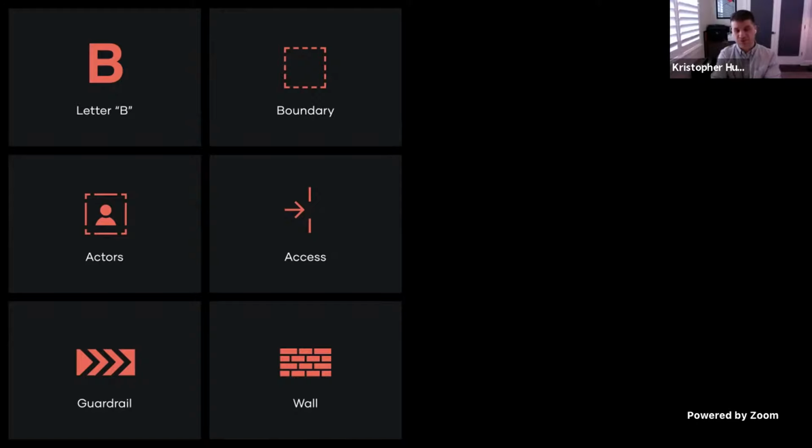In addition to that, Boundary is obviously a security product. It's this idea of creating these boundaries within our infrastructure that actors can then access. And it's somewhat of a permeable boundary, one that we want to make easy for people that can access, but incredibly difficult for those that shouldn't. And so there are these guardrails that are put into place, and then obviously this metaphor of a firewall or some sort of a wall to protect that information.